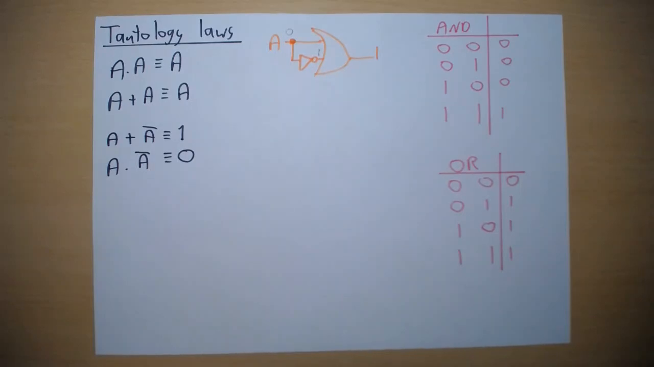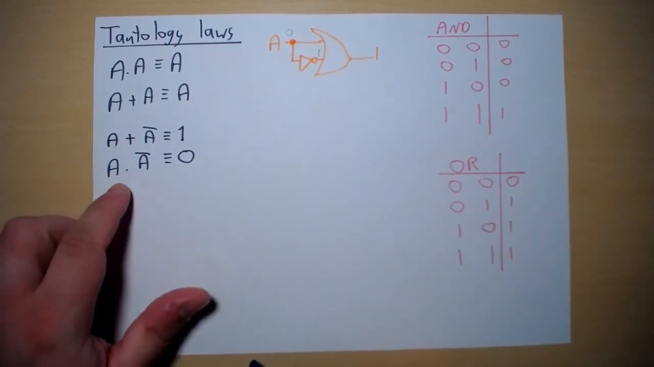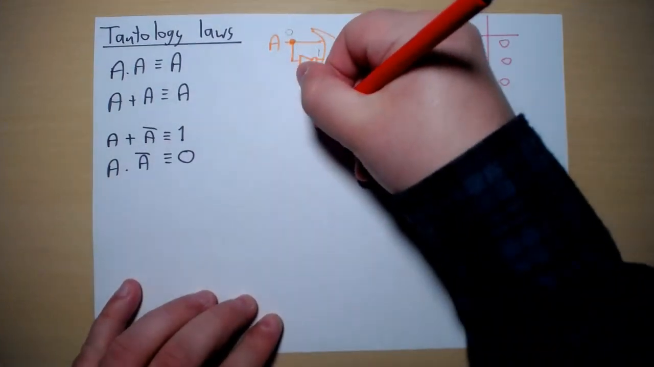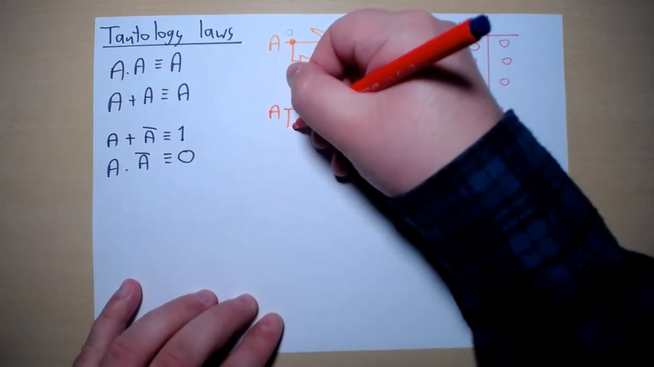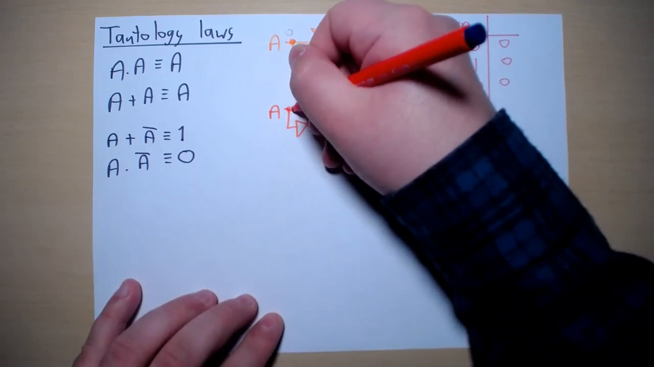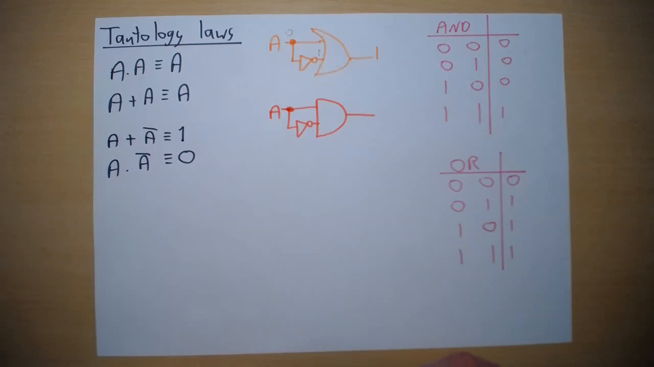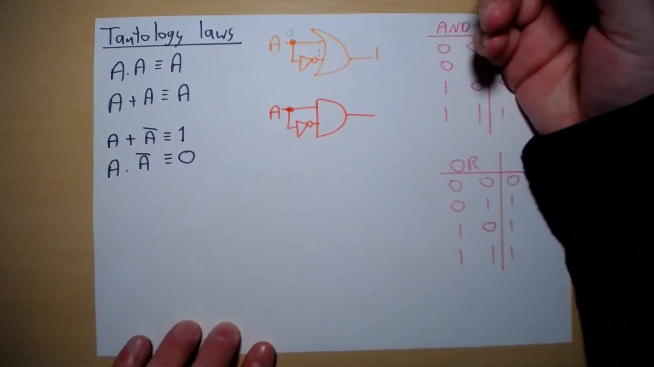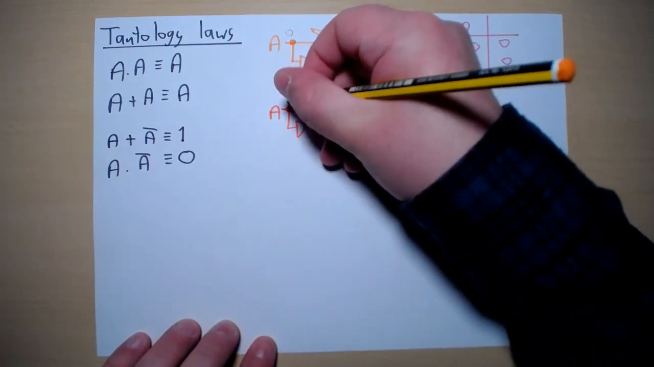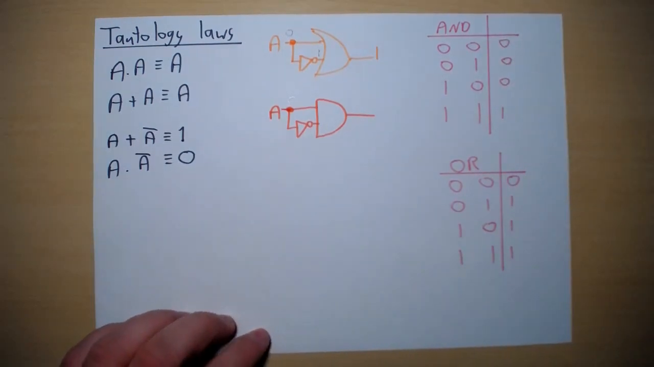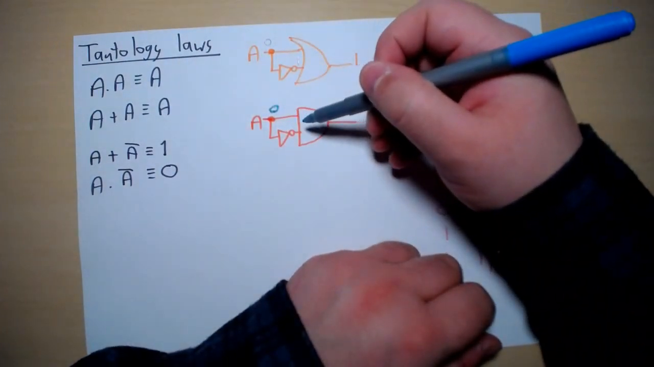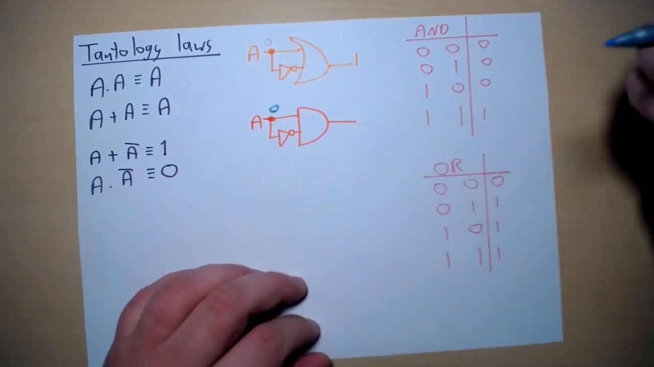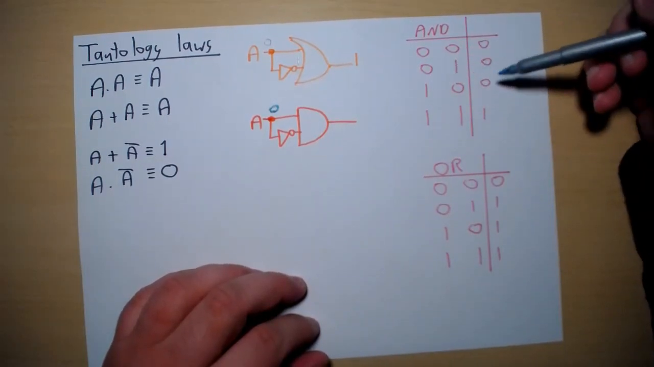We can use the same reasoning for the other tautology law. This time we have the AND gate. We have A being inputted in the AND gate, and we have its not equivalent being inputted as well. And in this scenario, let's say A is 0. If A is 0, then we know that since there's a 0 being inputted in an AND gate, the AND will always give us a 0. As you can see here, when there is a 0, the output is always a 0.